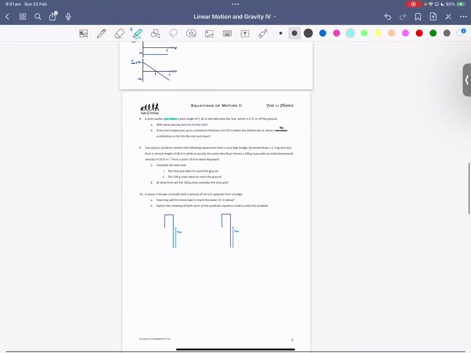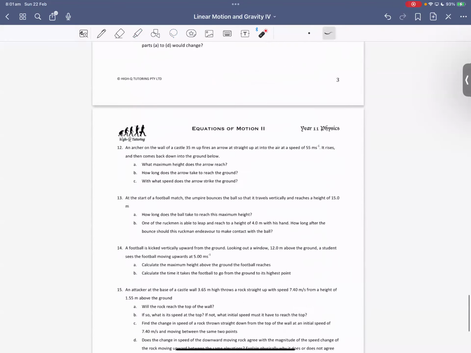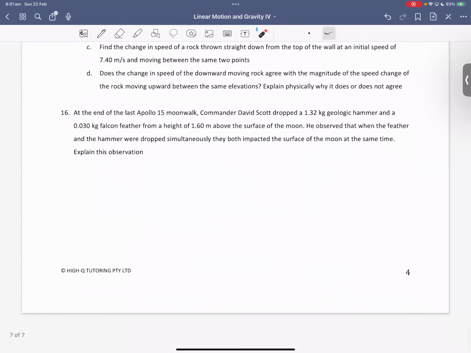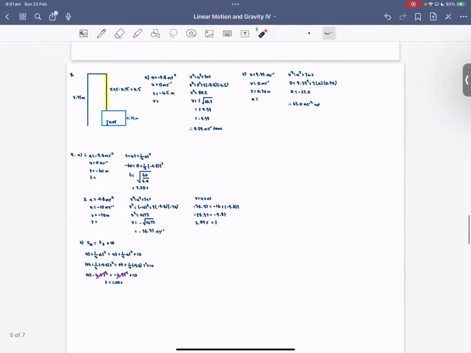All right, I think the next few questions are just like that. See, another one like this. Another one, some archer firing it. Okay, the next few questions are all just like this. So that's why you're putting it in notes.